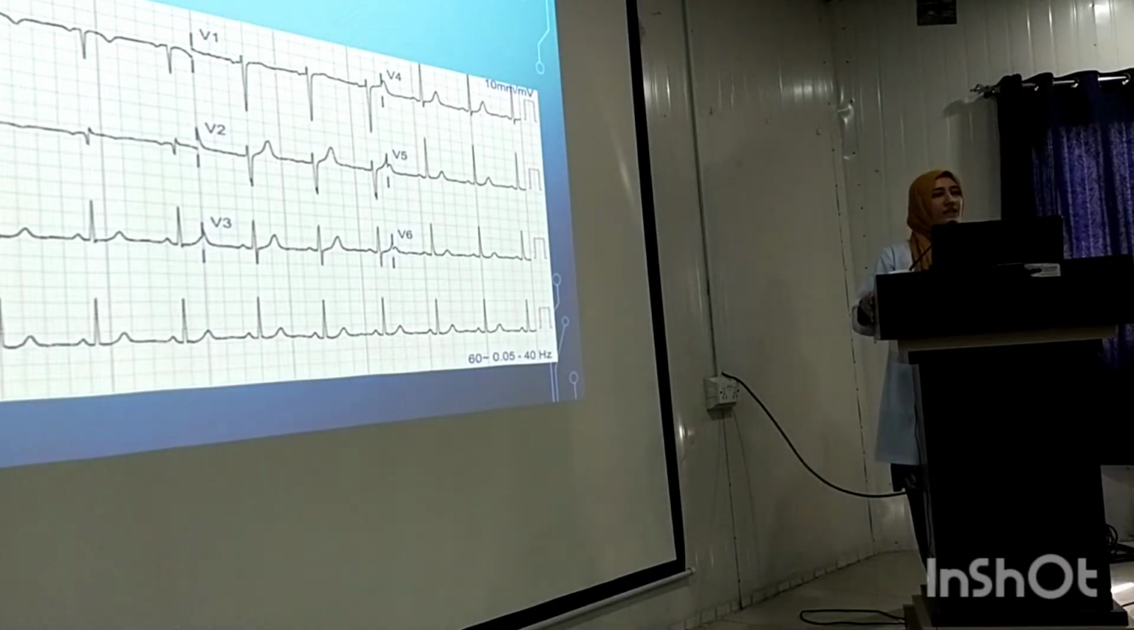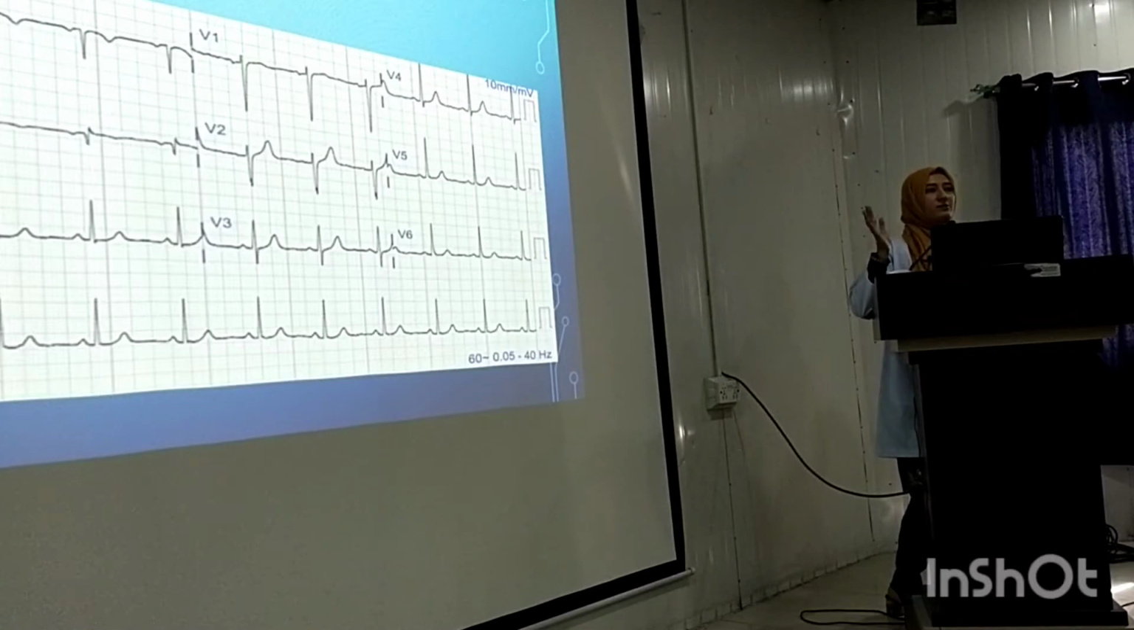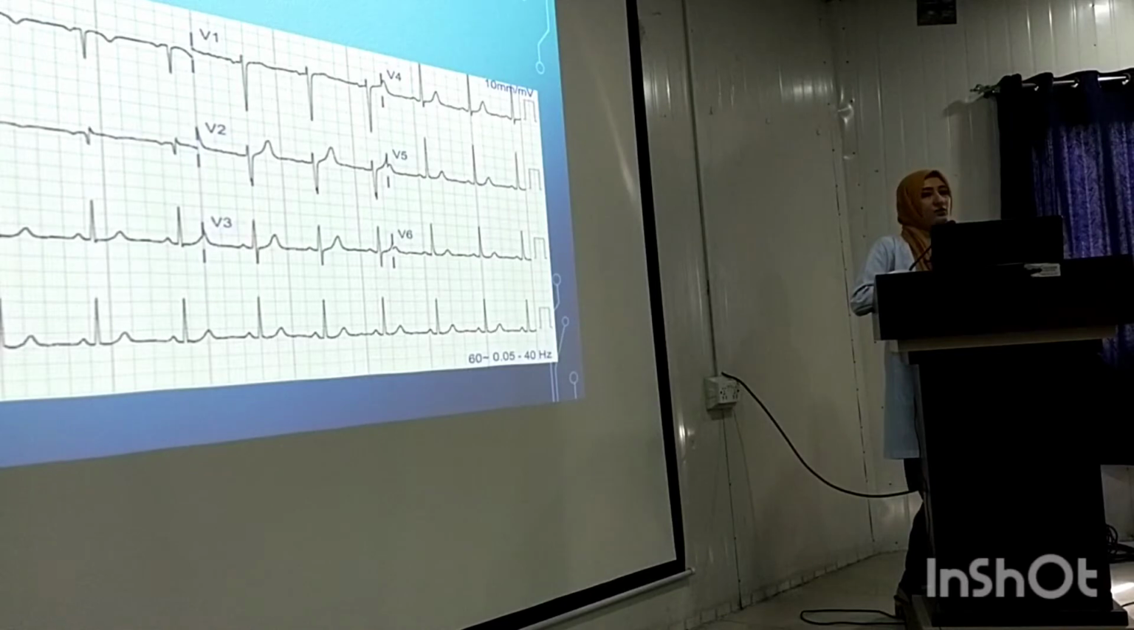And then we have the lead AVR. When we place the AVR, it's on the extreme right side. So this lead is in the direct opposite direction to the axis of the heart. Usually the leads that are exactly in the axis of the heart are lead 2 and V1 to some extent. V1 and AVR are totally opposite to the axis of the heart.